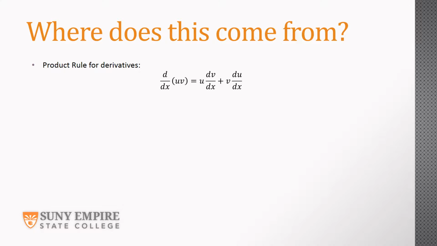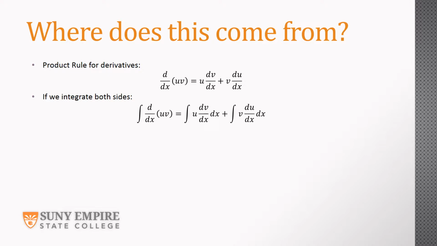Where does this method come from? Recall the product rule for finding derivatives. Suppose we have two differentiable functions, u and v. The derivative with respect to x of u multiplied by v is equal to u multiplied by the derivative of v with respect to x plus v multiplied by the derivative of u with respect to x.